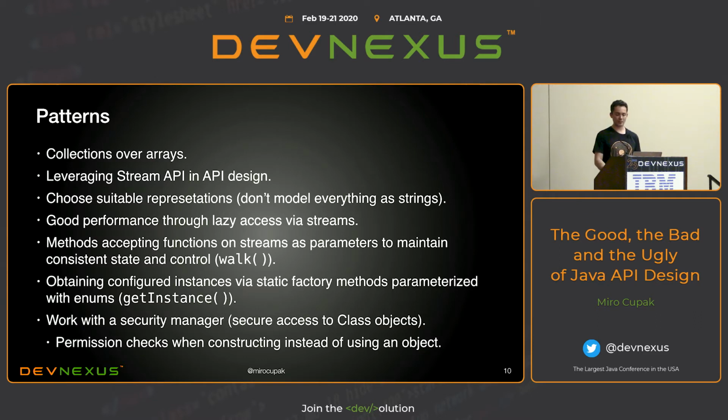We also saw the pattern of obtaining configured instances through static factory methods parametrized with enums. In our case, that was the getInstance with the optional option parameter. That's also a very generalizable pattern as well.